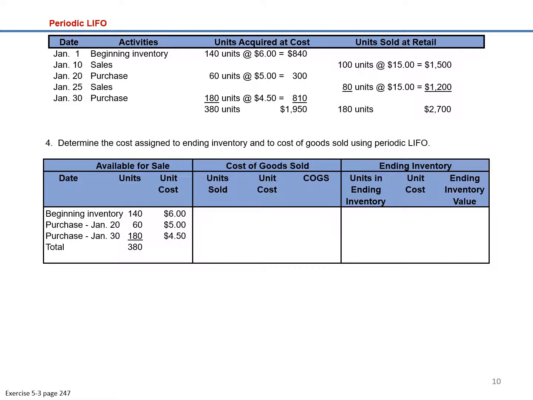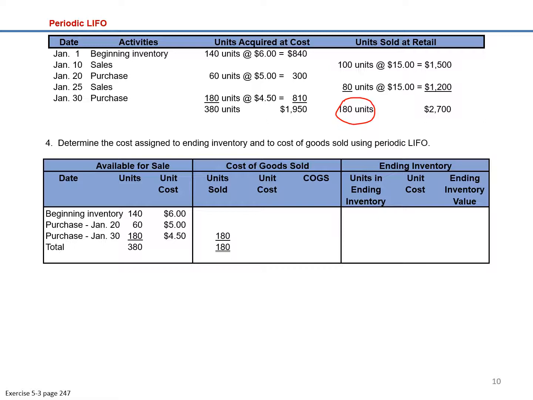So under LIFO, periodic LIFO, the most recent purchases, the cost of those are going to be the first costs that flow through our cost of goods sold. So in this case, we're selling 180 units total, right? So they tell us up here. Which means we're going to sell all 180 from our January 30th purchase.